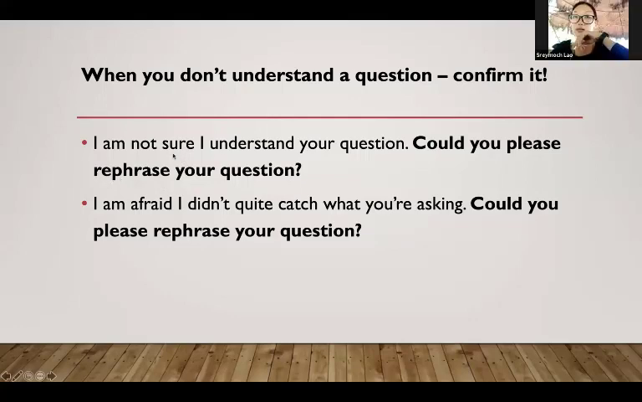Rephrase. This term is very important. Rephrase. So if you ask, could you please rephrase your question? It means please use a different expression, like this. So please use this expression. And the next one.